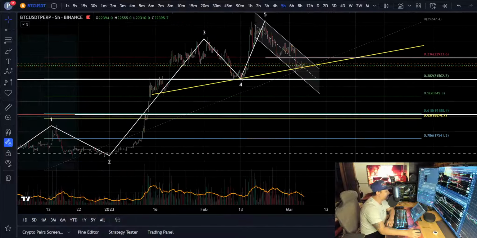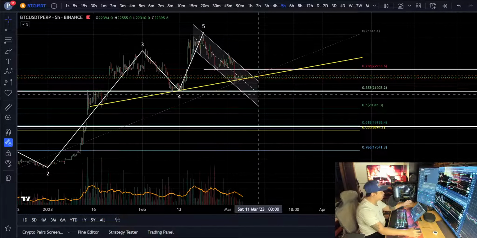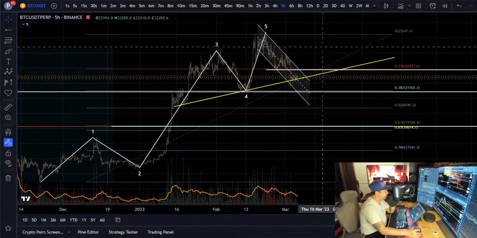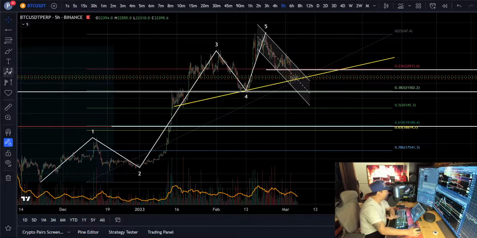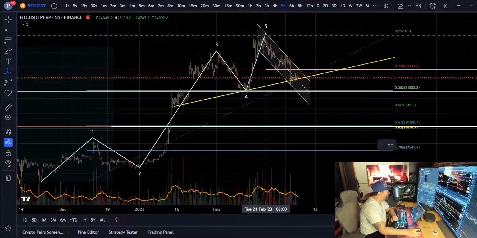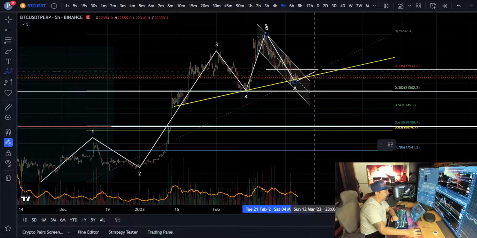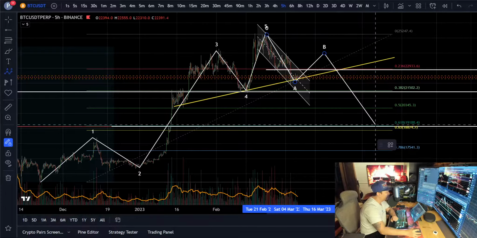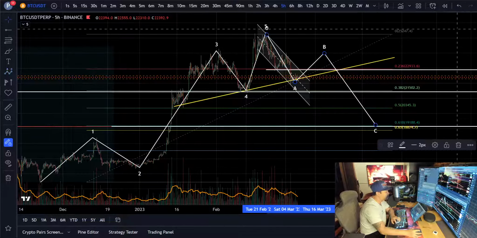So ideally, we would eventually get a break to the downside. So this is my ideal goal. I like to speculate to see what could possibly happen. And what I would love to happen right now is this. This could be the A. Perhaps that's a B somewhere. And then we get a huge C to the downside right to the golden ratio.